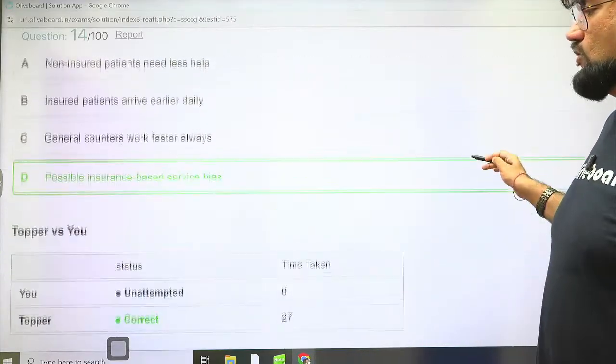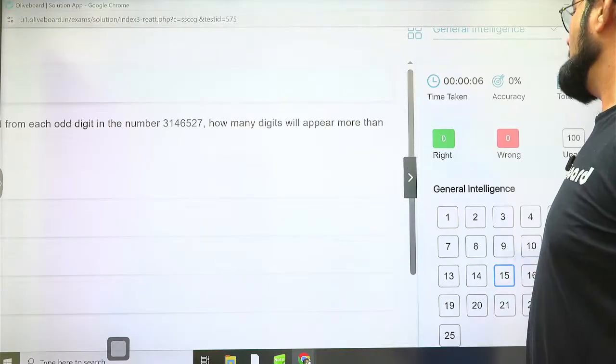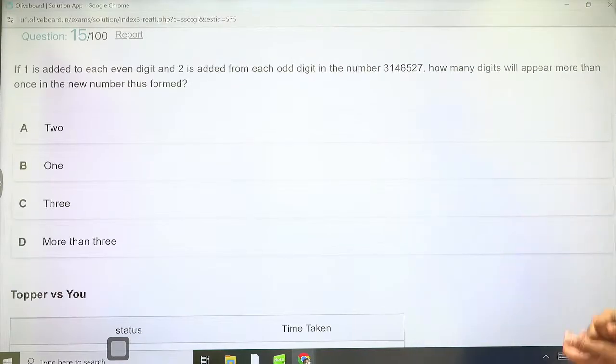Okay, this was done in 27 seconds. Great. Majorly, the timings are perfect, except for the first question. So, of course, it was understandable. And the person might have been very smart by attempting it towards the end.